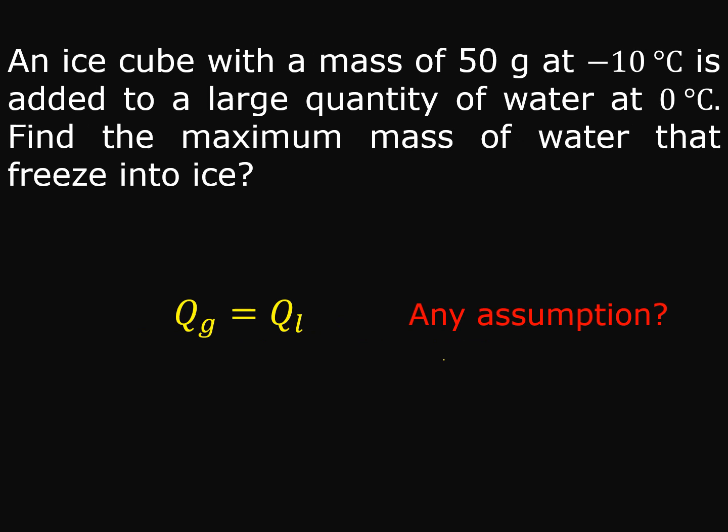To find the mass of the water that freezes into ice, we can start from this equation, which says that the total amount of heat gained by the ice cube is the same as the total amount of heat lost by the water. Now, to write down this equation, we already make an assumption that the heat exchange only happens between the ice cube and the water. There is no heat loss to the surroundings.